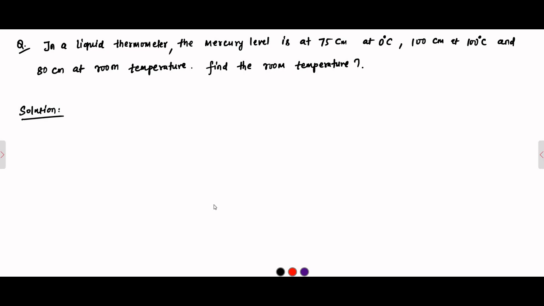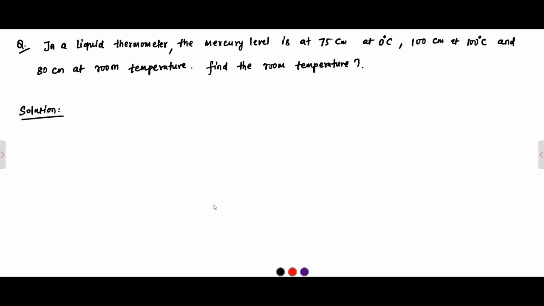So here is another question on temperature measurements and temperature scales. It is given that in a liquid thermometer, the mercury level is at 75 centimeter at 0 degrees Celsius, 100 centimeter at 100 degrees Celsius and 80 centimeter at room temperature. Find the room temperature.